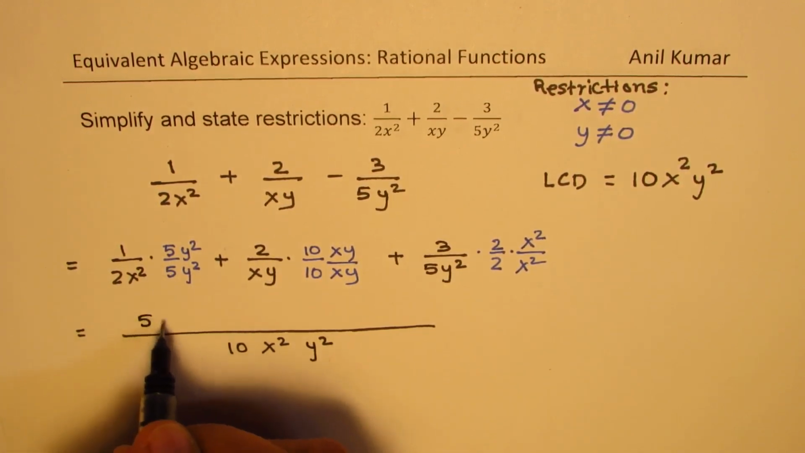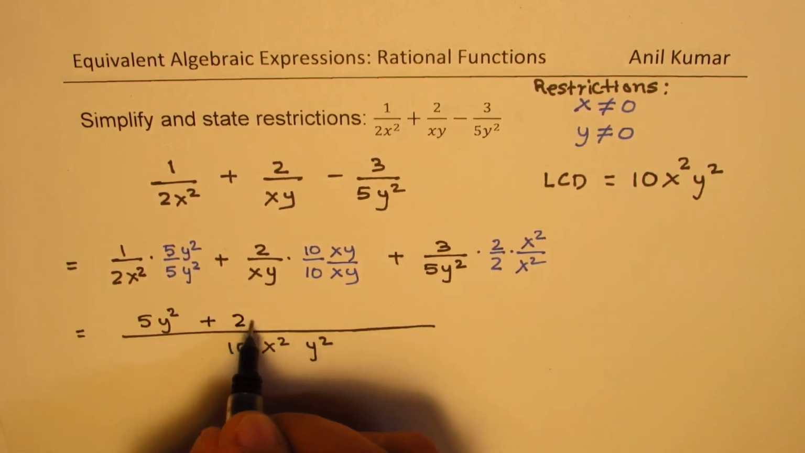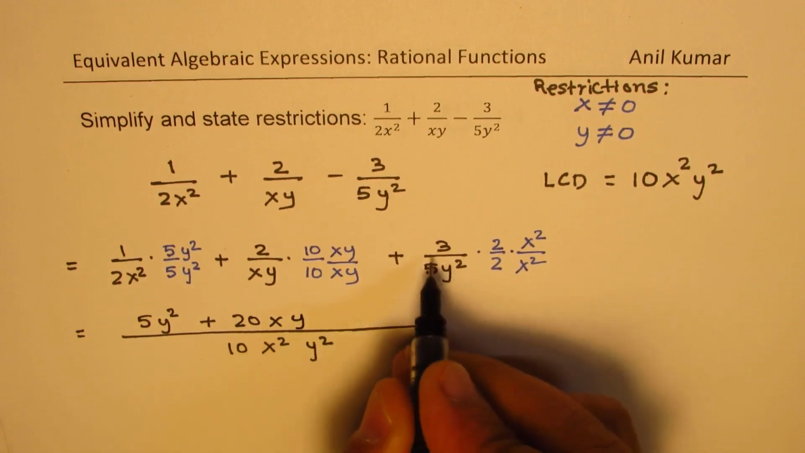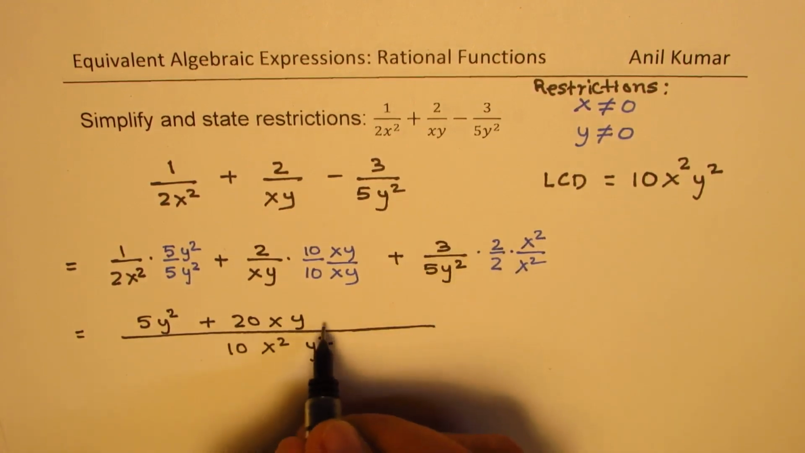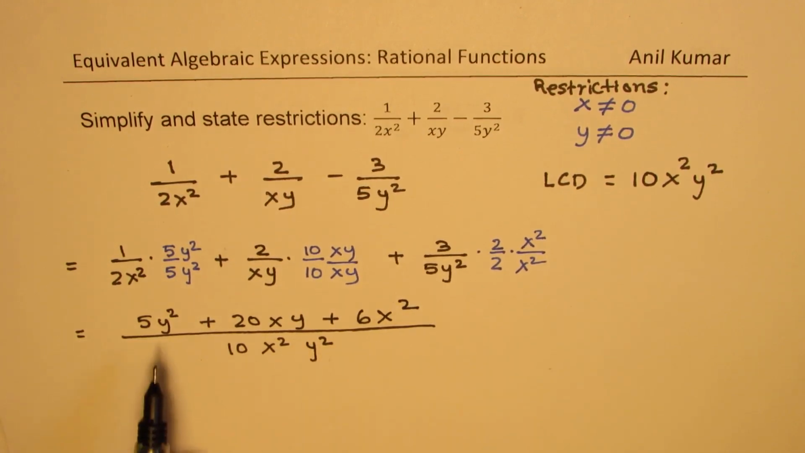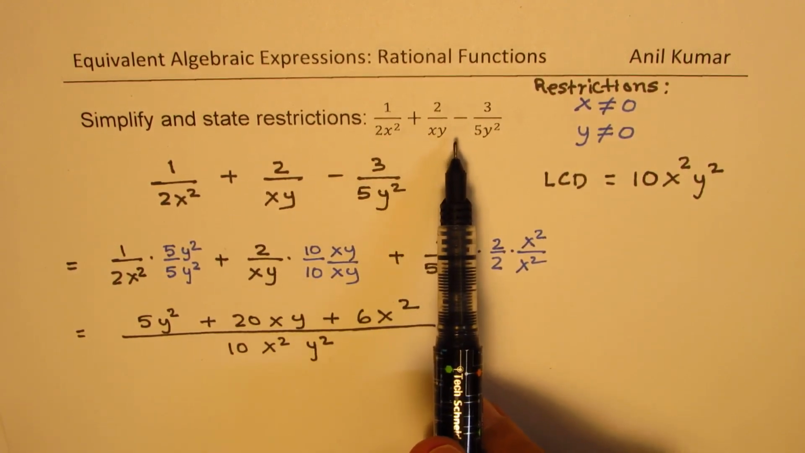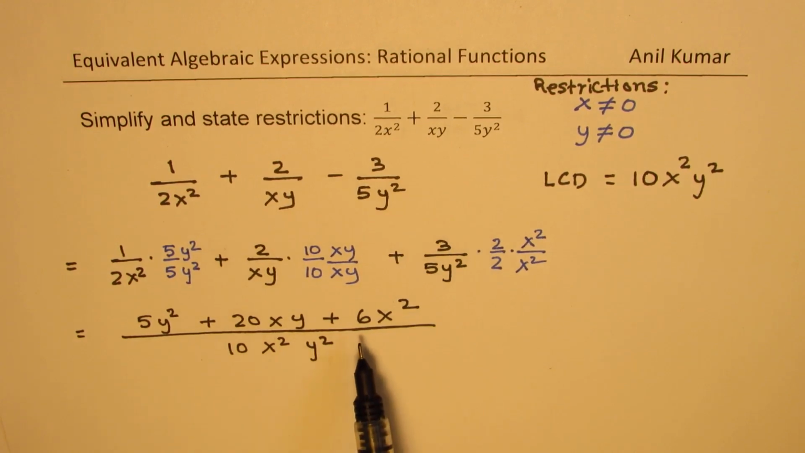Numerator gives us 5y squared, and that gives us plus 20xy, and here we get 3 times 2 as 6x squared, correct? So that becomes our numerator, and this is the result of adding and subtracting these rational functions, correct? This cannot be further simplified, and therefore we are going to leave it right there. So I hope that makes sense.